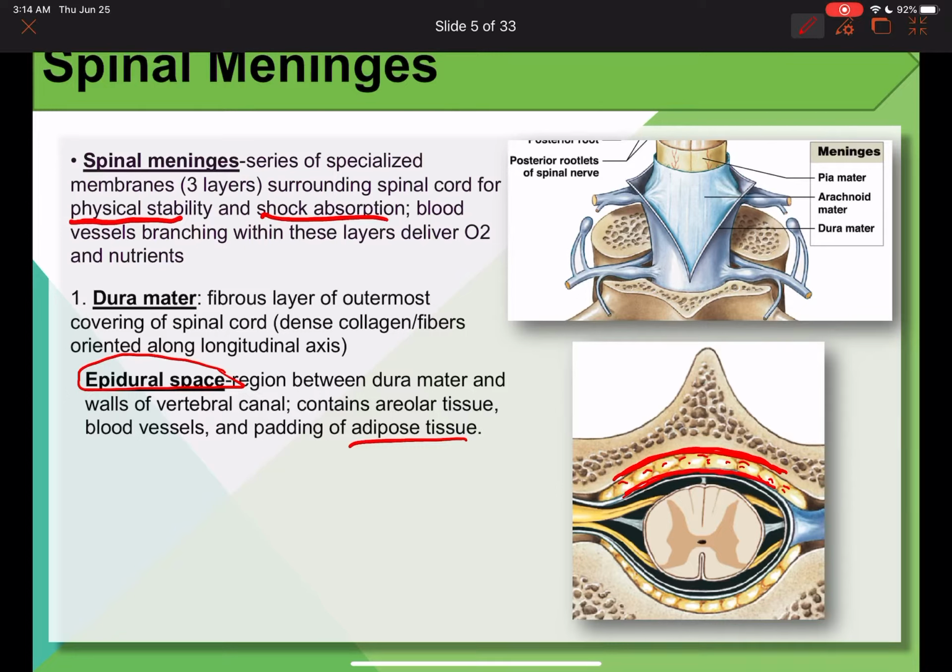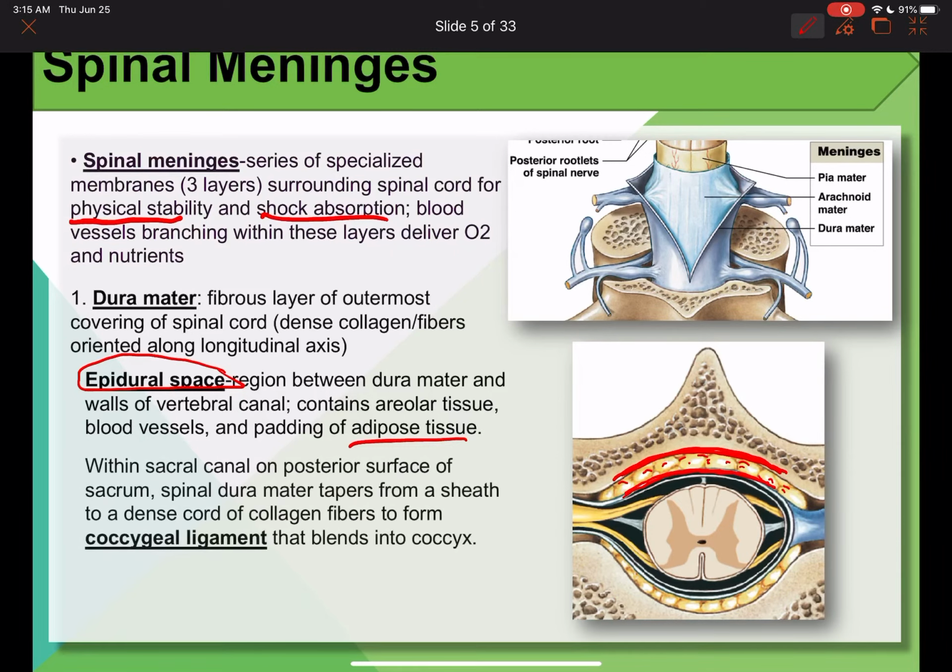Okay, and this is also why we can inject, for example, pain medication here in this epidural space, since there are lots of blood vessels in this area. That's why when women go for a C-section or want pain medication while they go through labor and delivery, they call it the epidural. It's because that's where the needle is going into, the epidural space, to continuously deliver that drug or pain medication within that area of the spinal cord.